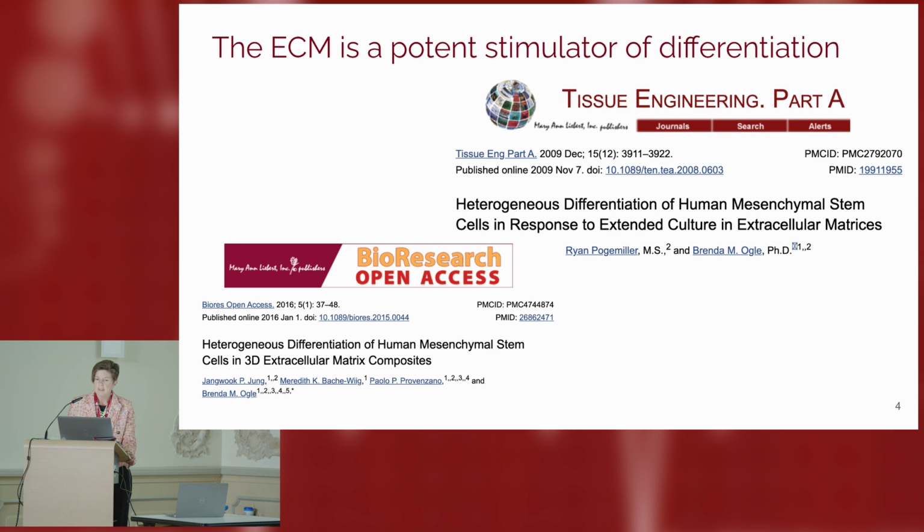But what we found a little more than 10 years ago is that the extracellular matrix is also a potent stimulator of differentiation. And we published in 2009 in 2D and then in 3D a few years later that if you provide just extracellular matrix proteins to stem cells, they can differentiate, and the differentiation outcome is dependent on the extracellular matrix protein that the stem cell was exposed to.